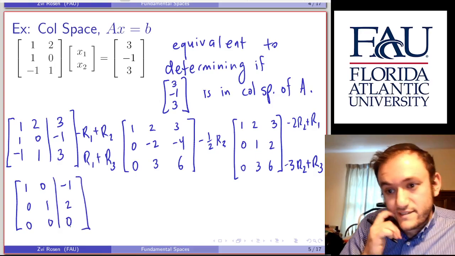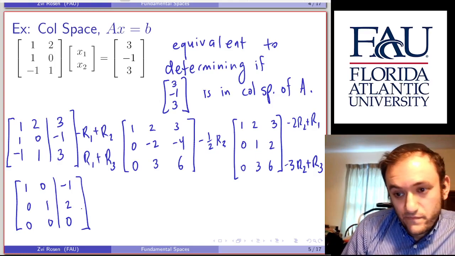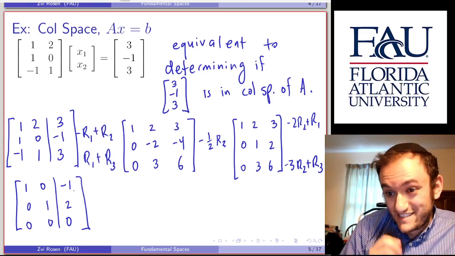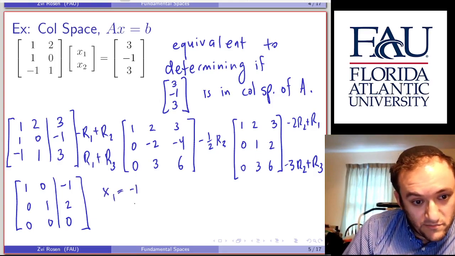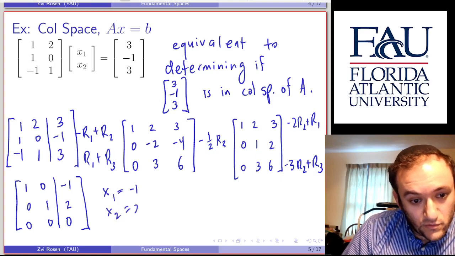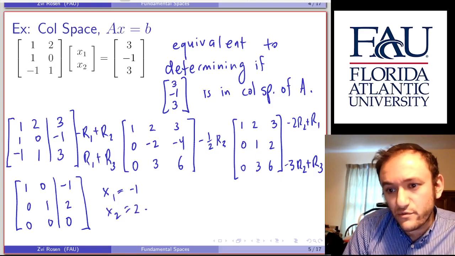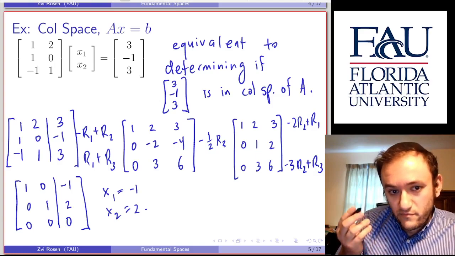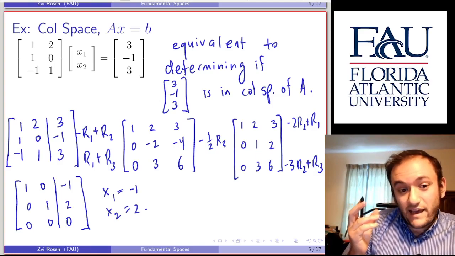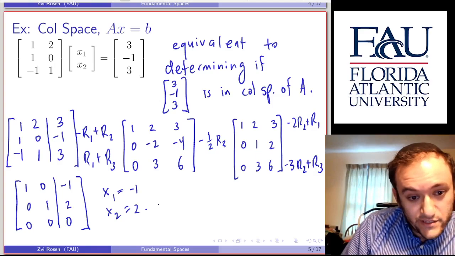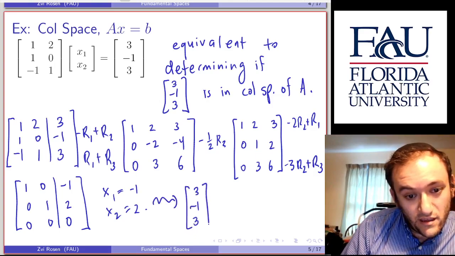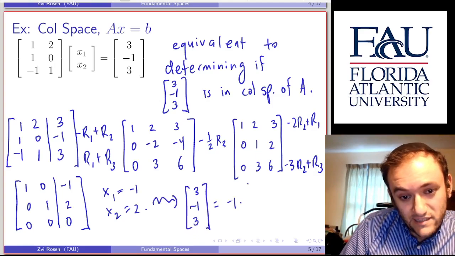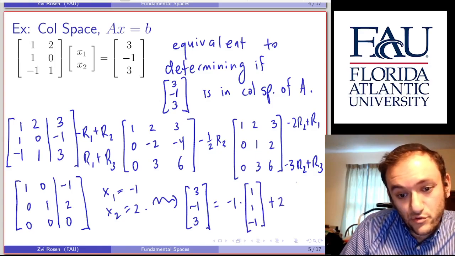Okay, so we can see from this that this system of equations, this matrix equation, is consistent, and it has the solution x1 equals minus 1 and x2 equals 2. Okay, but I can also use this to express our vector b as a combination of columns of A. So this also means that 3, minus 1, 3 is equal to minus 1 times the first column plus 2 times the second column.